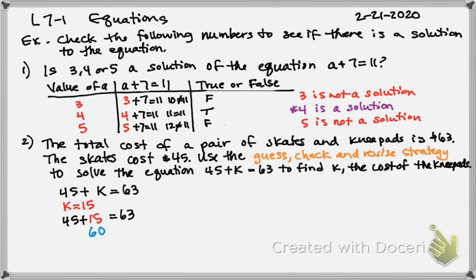So when I add up, I get 60, but you know what? 60 is not equal to 63. So what I notice is that my guess gave me an answer that was lower than what I wanted. So that tells me I'm going to have to guess higher than 60. Now, if I'm going to do the revise, I notice that 60 is 3 less than what I need. So that means 15 is 3 less than what I need. So based on that, we're going to revise.